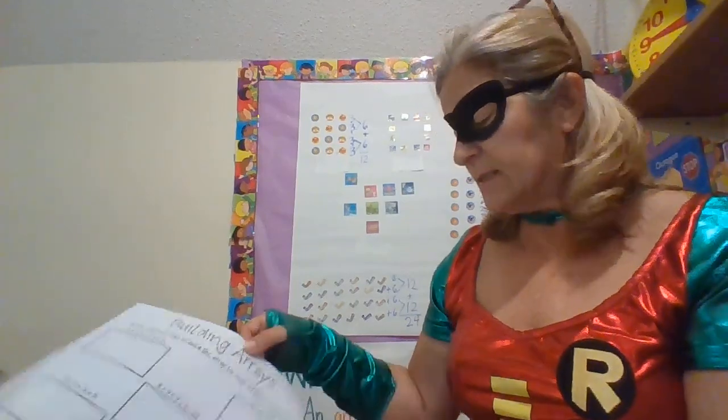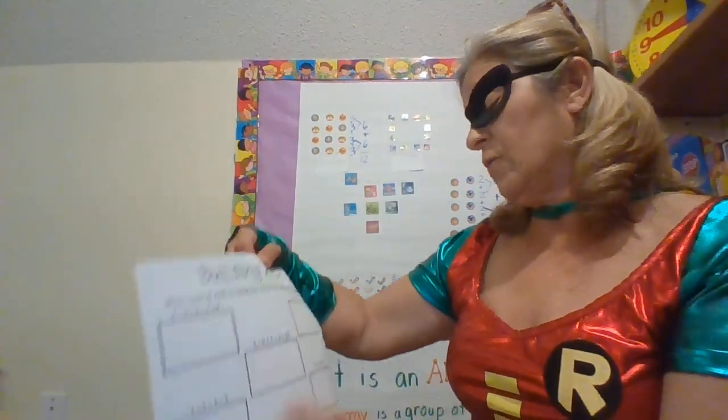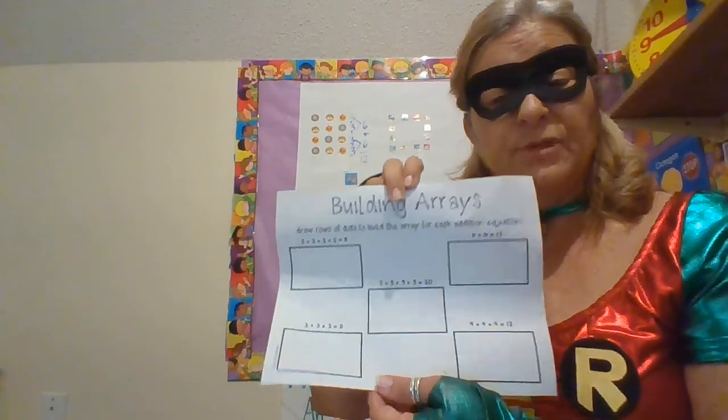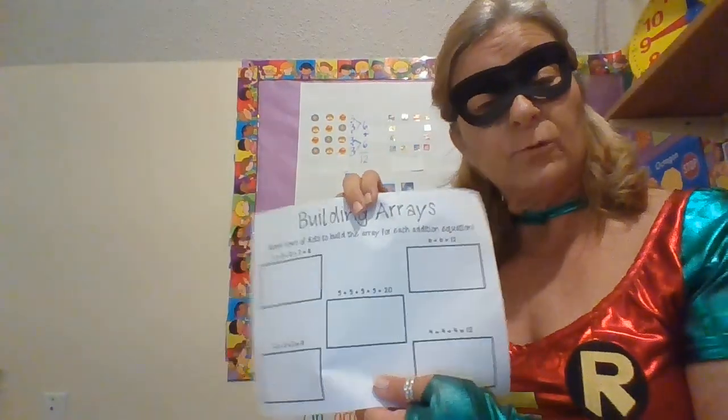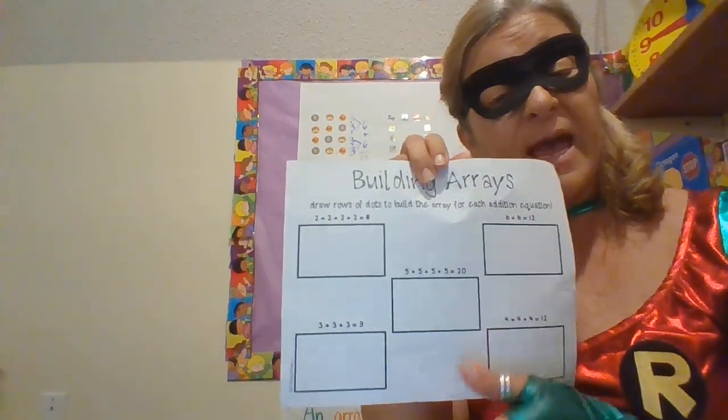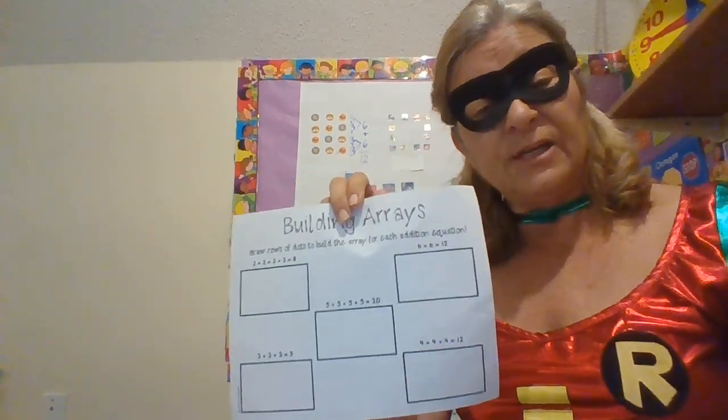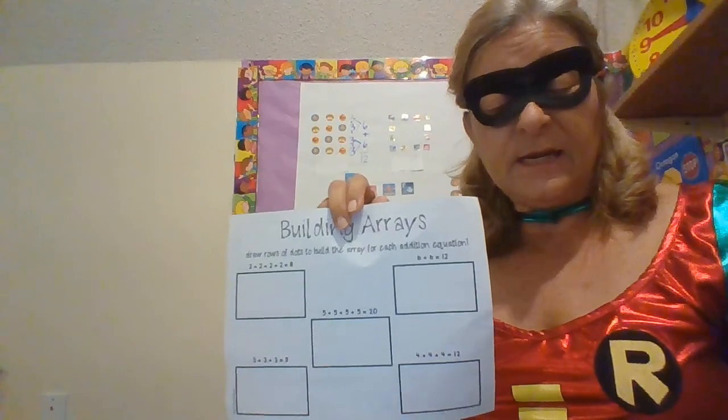And then on the back, you have another one. It's just almost like the other one. Actually, they are the same. 2 plus 2 plus 2 plus 2. And it even tells you how many it's equal to. You're going to draw an array to match the repeated addition sentence.